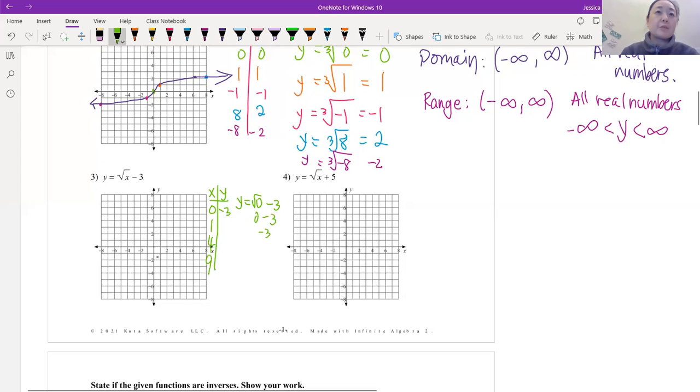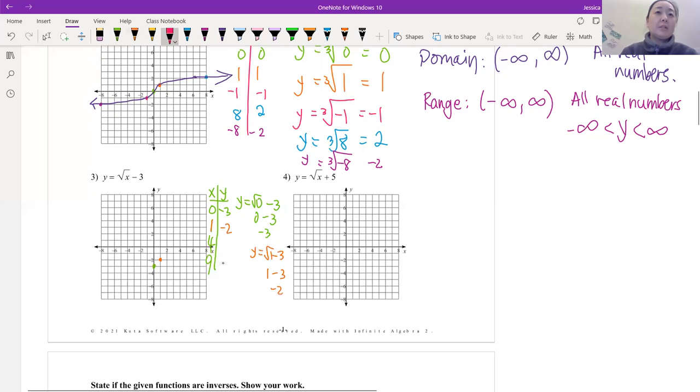Okay, and so we're going to go 0, -3. See that? And then we're going to go to the next one. So this is going to be 1. So Y is equal to the square root of 1 minus 3. Well, the square root of 1 is 1, minus 3, which is going to be -2. So it's going to be right here.